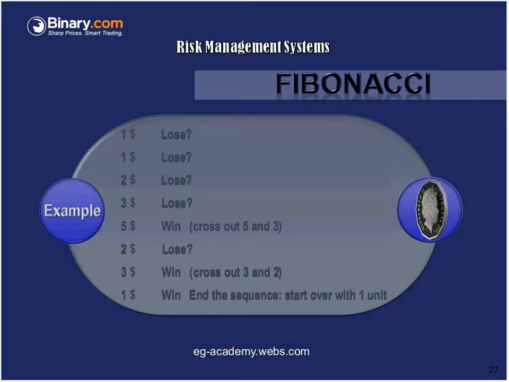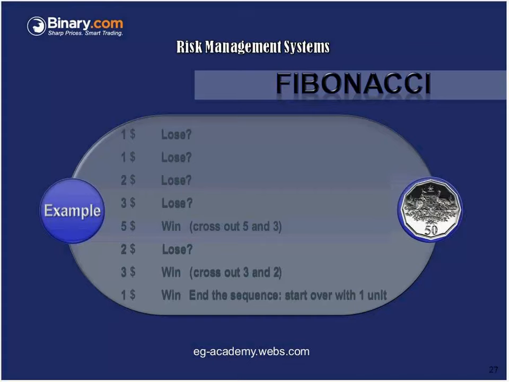When you win a round, you don't end the sequence at once, like in the martingale case. Instead, you cross out the last 2 numbers in the sequence and trade the new number. The sequence ends once you are back to trading 1 unit again. For example, you trade 13 units and you win. You cross out 13 and 8. Your next trade is 5 units. If you win again, cross out 5 and 3, then trade 2 units.